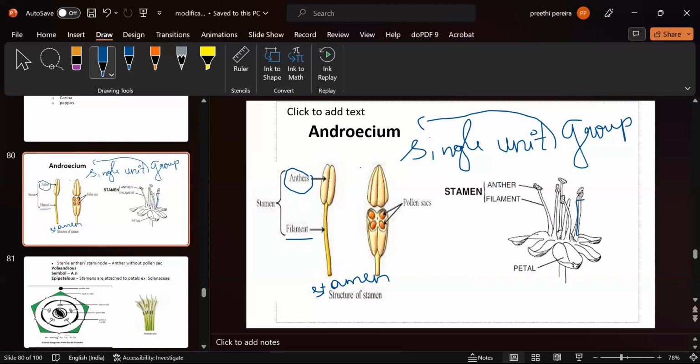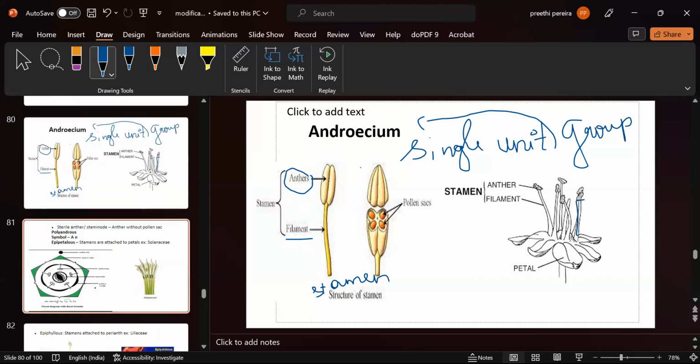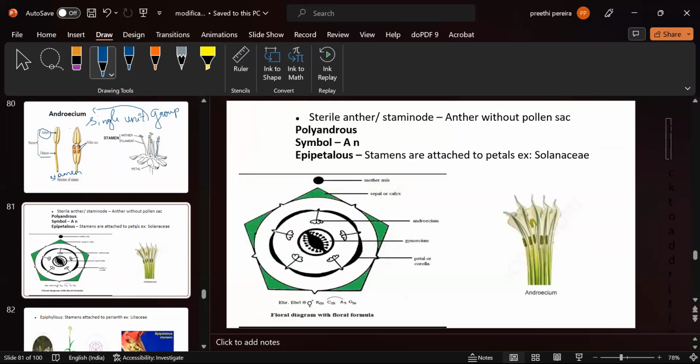So a stamen has two parts, anther and filament. Okay. Now, if the anther of the stamen is without pollen sac, then it is a sterile anther. We call a sterile anther a staminode. Staminate is a flower which is not having a pistil. Staminode is a flower in which the anther doesn't have pollen sacs. Be clear with these, staminode and staminate.